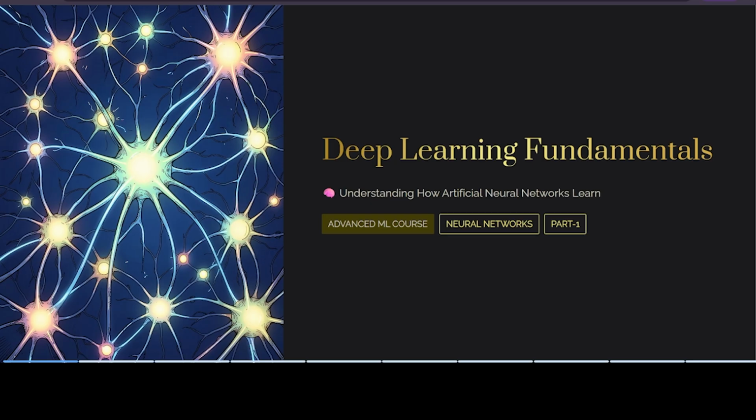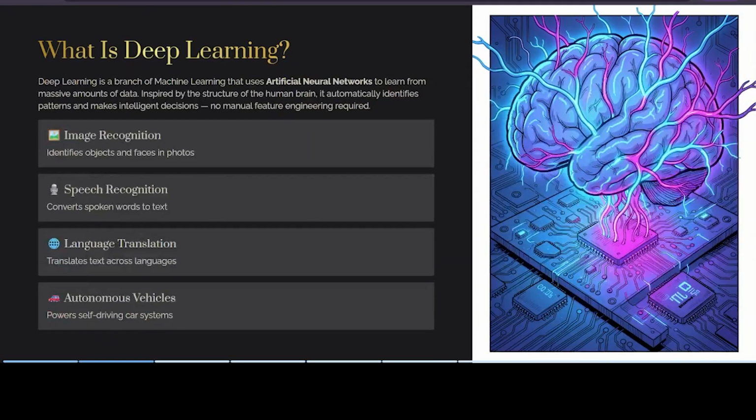So first of all we are going to learn about deep learning, okay? Deep learning is a branch of machine learning, okay? It uses a structure called an artificial neural network, that is mainly used to learn from massive amounts of data, okay? So guys, the biggest game changer here is that it requires no manual feature engineering, okay? Now what does it mean?